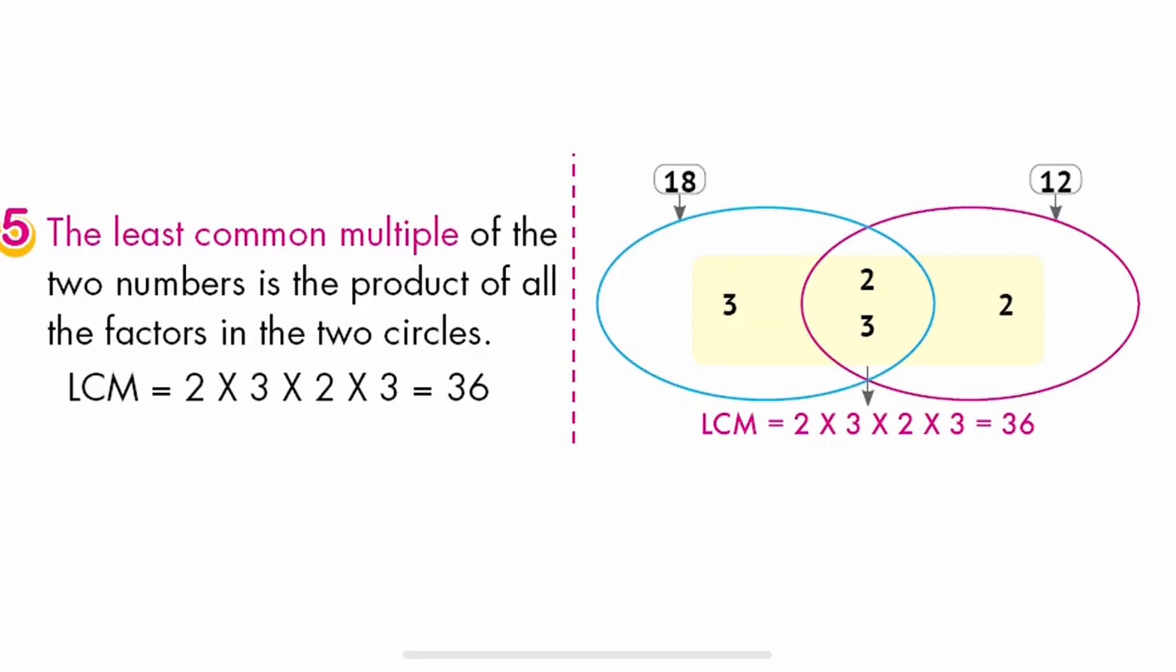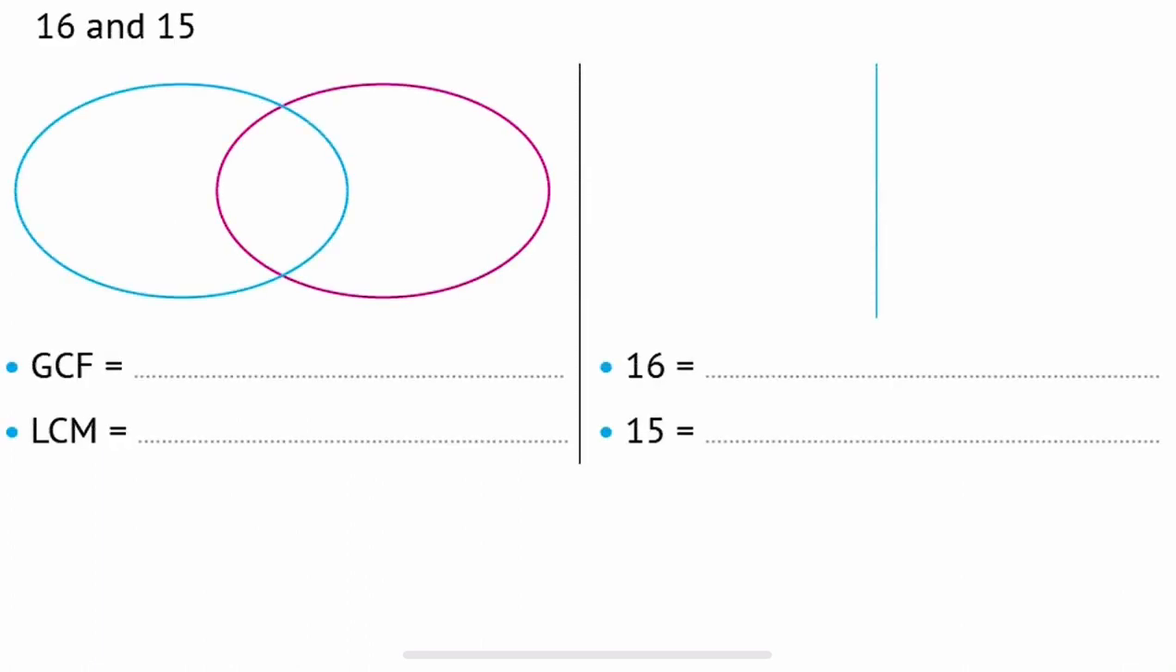Finding LCM, least common multiple. To find LCM, we multiply all the numbers: 3 by 2 by 3 by 2, which is 36. So the least common multiple is 36. Now for 15 and 16, we can factorize and write the common factors here in between.